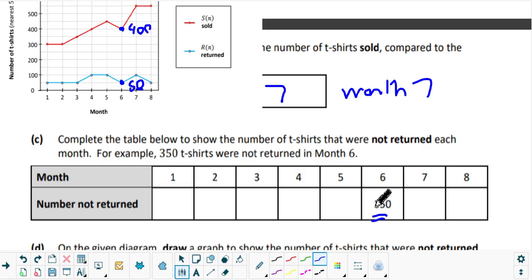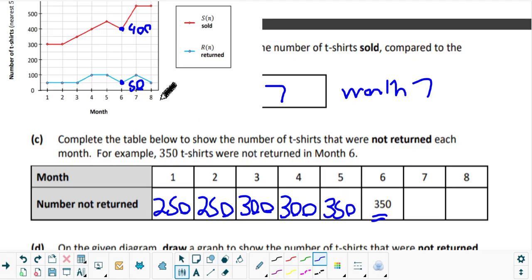We take the top line, take away the bottom line. So this is easy peasy. 300 take away 50. 350 take away 50, 300. 400 take away 100. 450 take away 100, 350. 7, what's that? 550 take away 100. And finally 8. 550 take away 50 is 500.